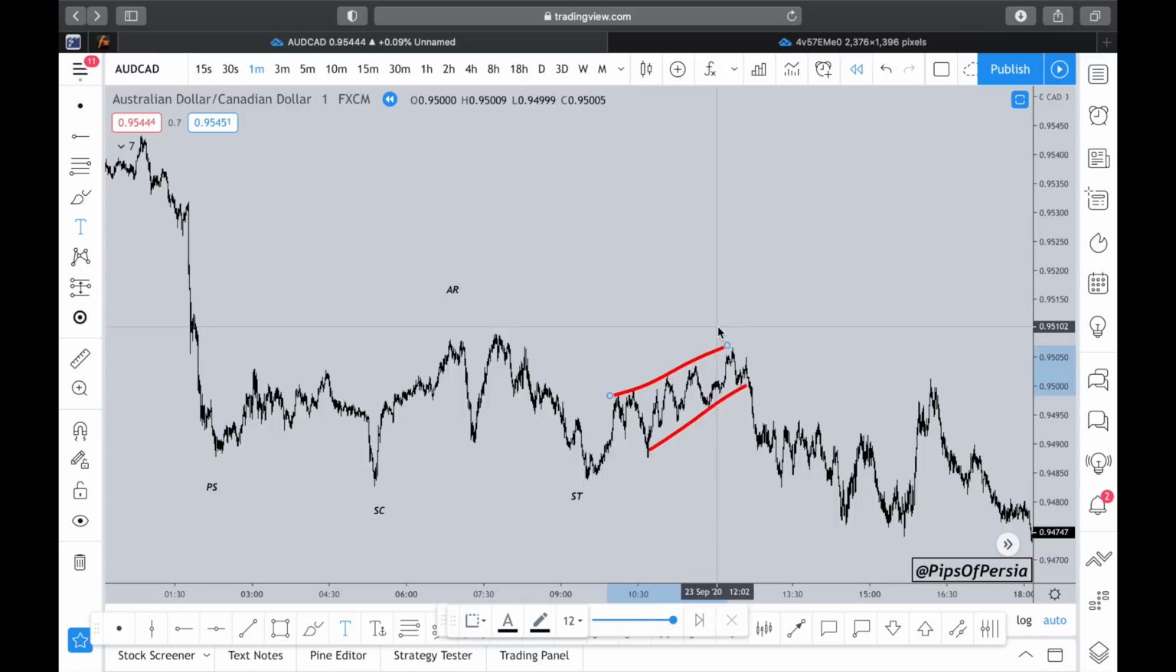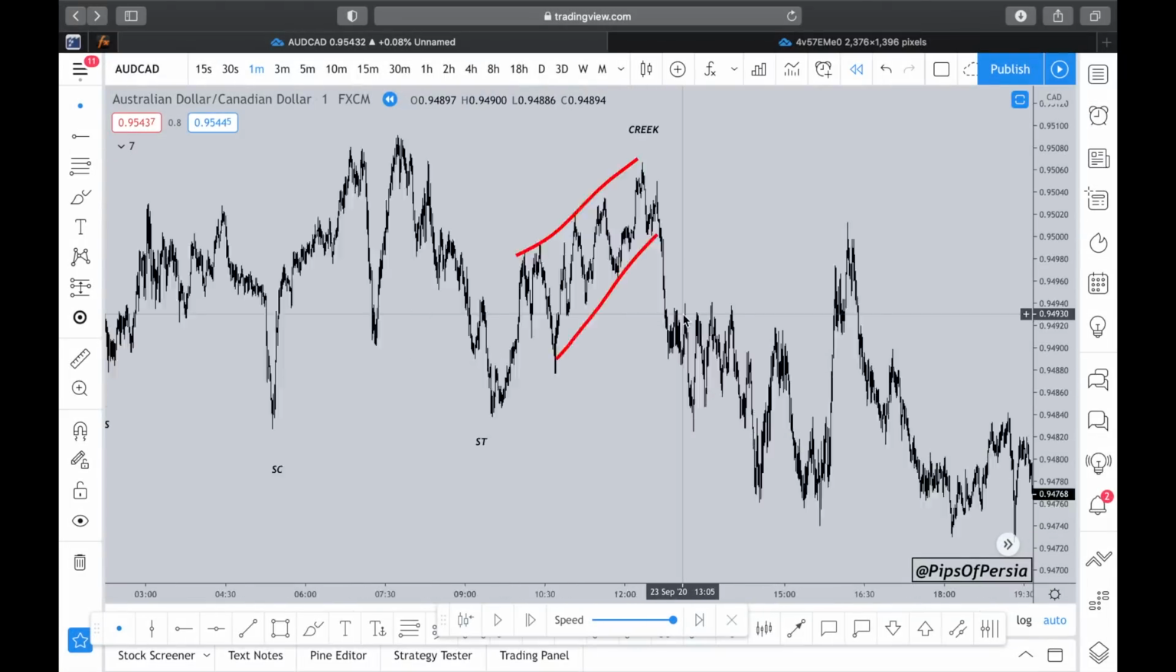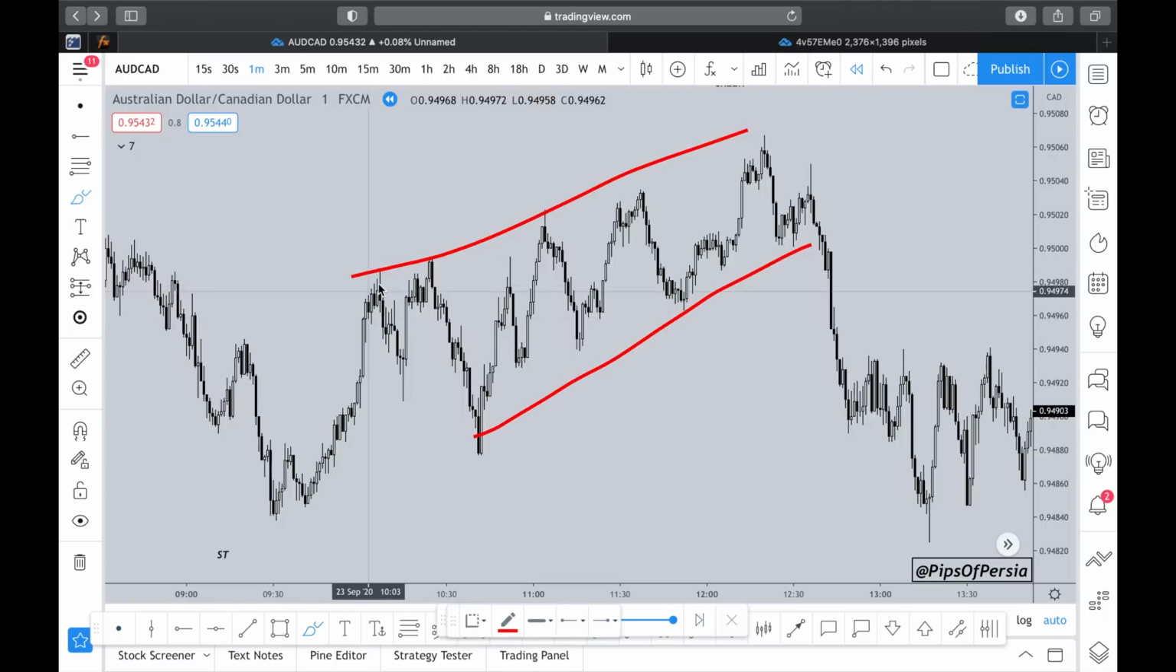That would be the creek over there. And within there, you can even look at that as UT and UTAD. So look at this whole creek as another distribution with preliminary supply, buying climax, sign of weakness. This could be, again, secondary test. Let's say UT and UTAD. This could have given an extra even high.